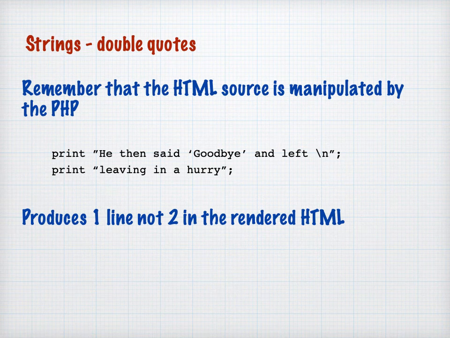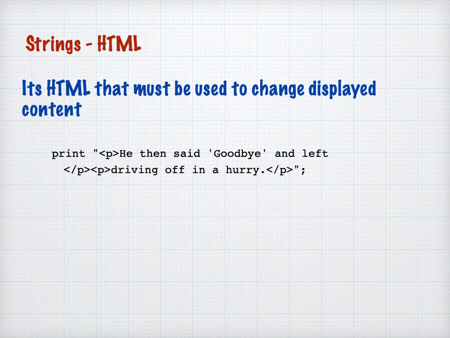You can see it says, he then said goodbye and left. And you can see that \n. And what that's instructing the browser to do is to insert a new line at that point. Now, if you try that out, you may find that, in fact, it doesn't display in quite the way you're expecting. I've said it inserts a new line, but you need to think about where that new line actually is.